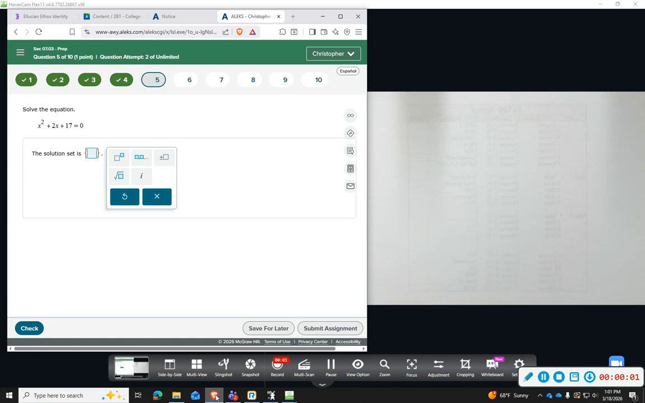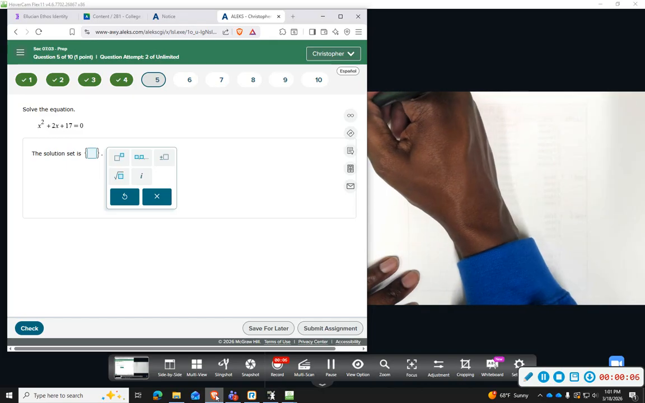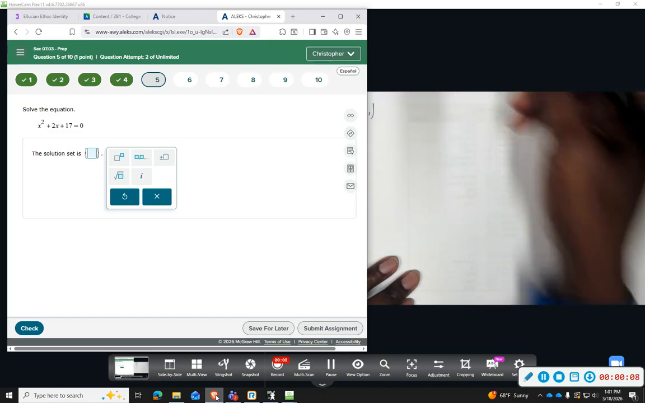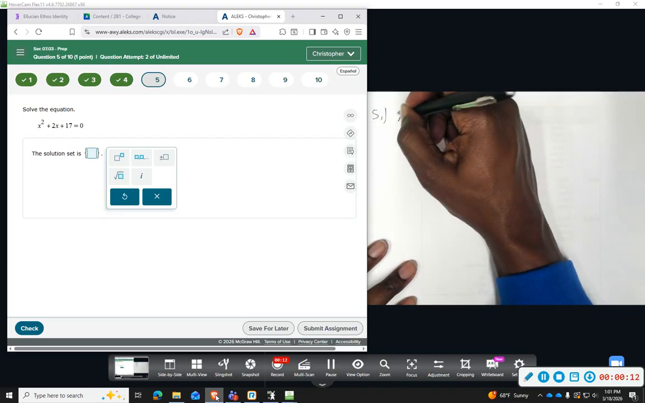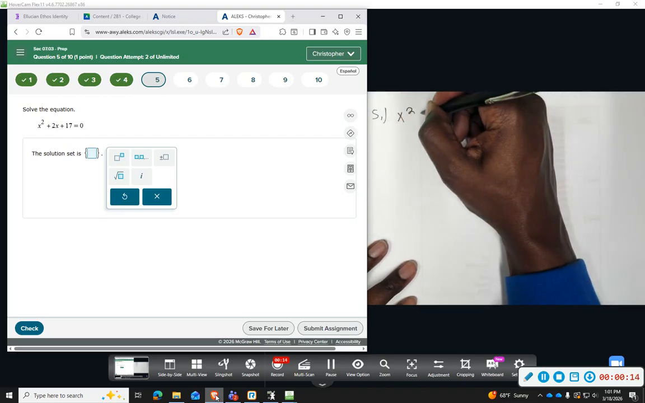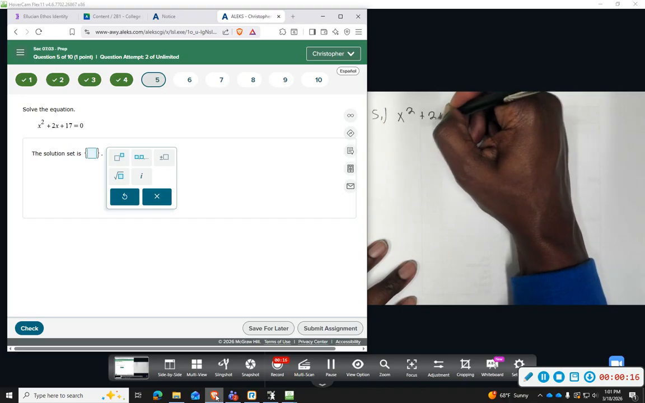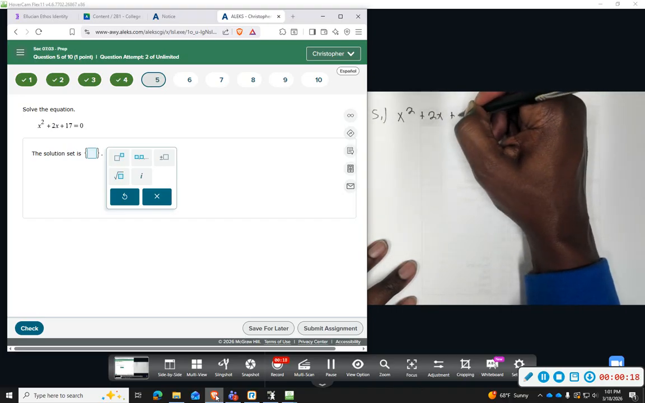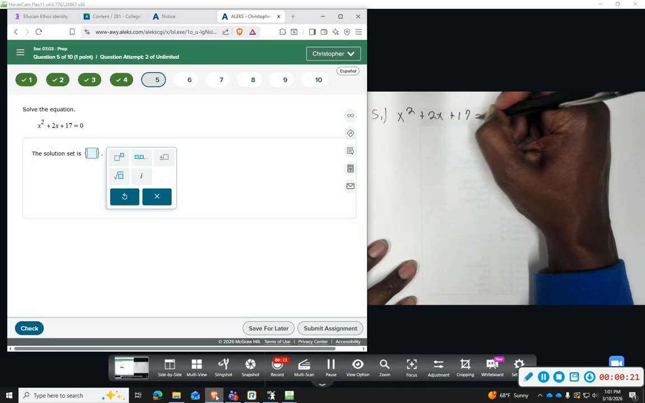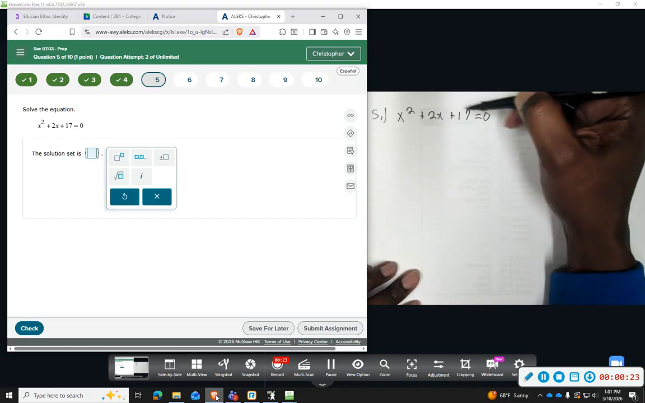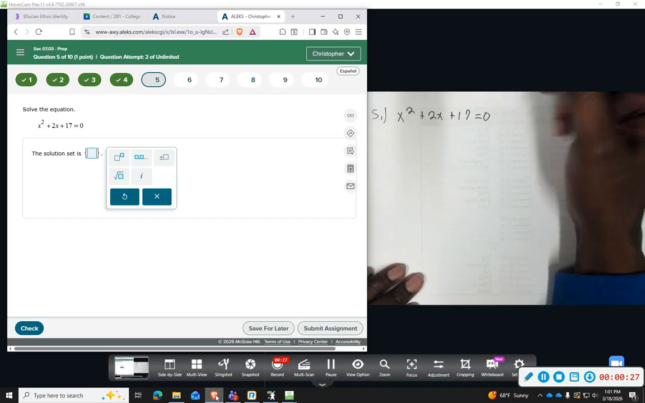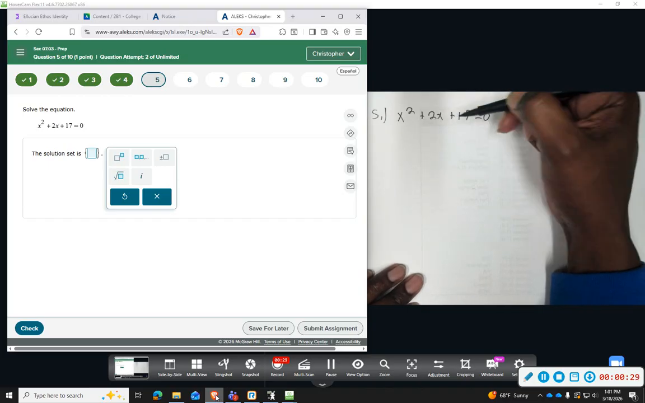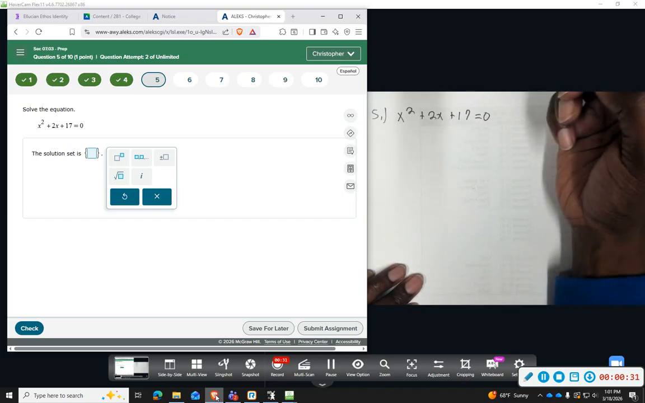All right, number 5, we're going to solve this quadratic equation. It's kind of off the screen. Okay. All right, so looking ahead, since 17 is prime, the only factors are 1 and 17, and those factors will not add to give us 2. So we will have to use the quadratic formula.